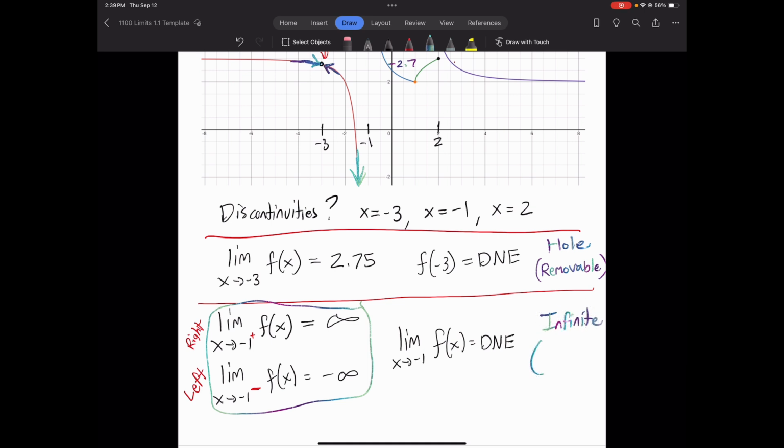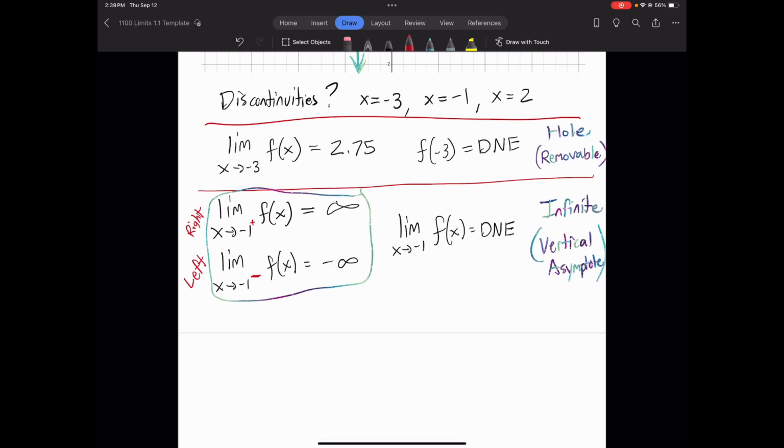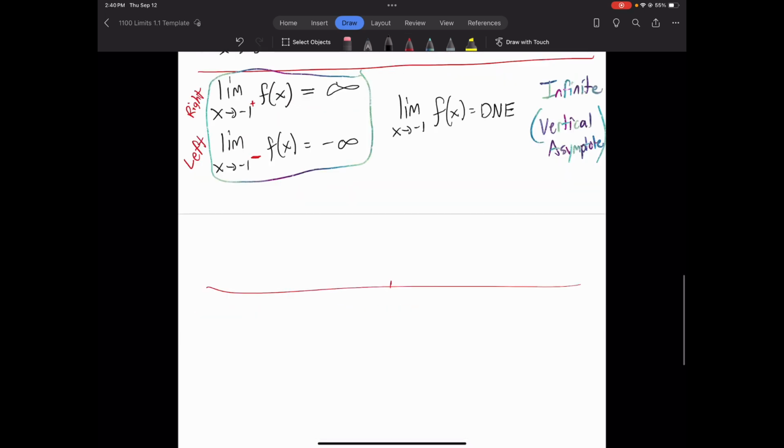Okay, you'll also hear this called a vertical asymptote. Hopefully that word asymptote sounds familiar, because that's something you've probably seen before. Okay, well, we do have one more discontinuity. Take a look at the limit as x approaches 2 of my function.